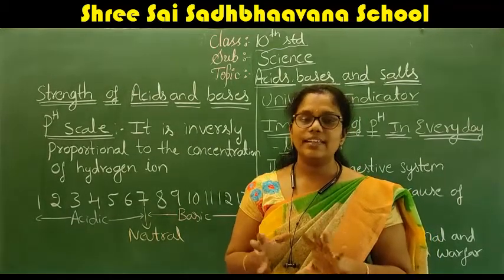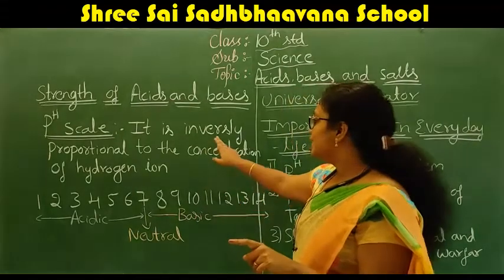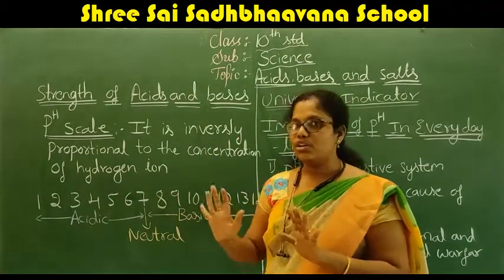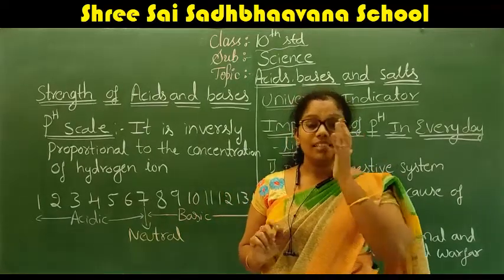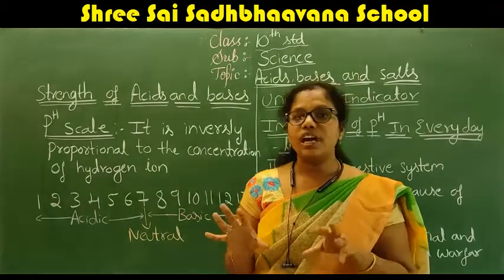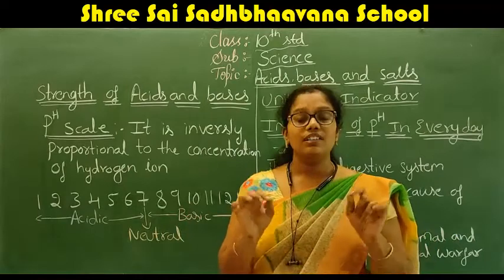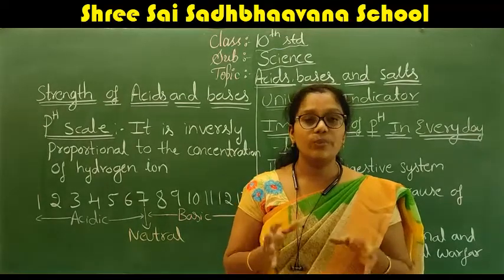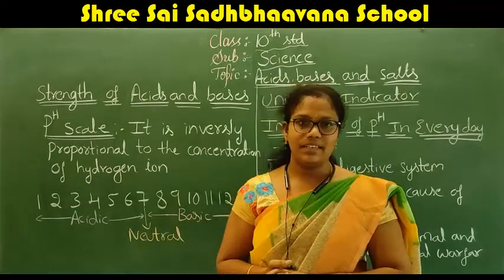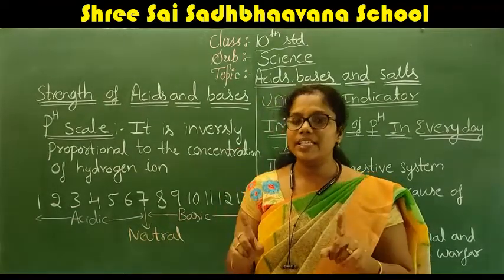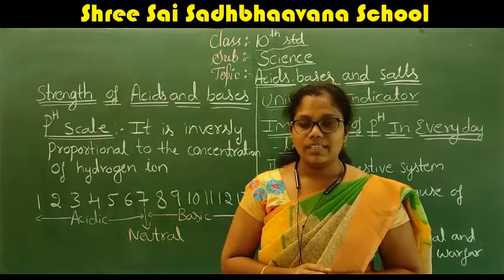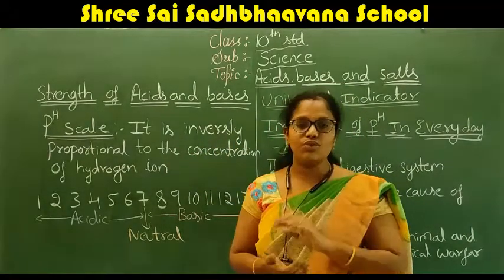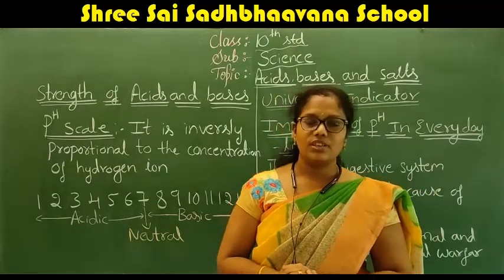The exact definition of pH is that it is inversely proportional to the concentration of hydrogen ions. I know you may not understand the definition, so listen here. What does pH mean? If you know how much hydrogen ion is present in the solution, the pH is always inversely proportional to that amount. One more time, the definition: pH is inversely proportional to the concentration of hydrogen ions. This is the definition of the pH scale.